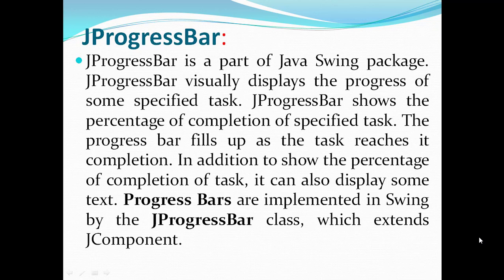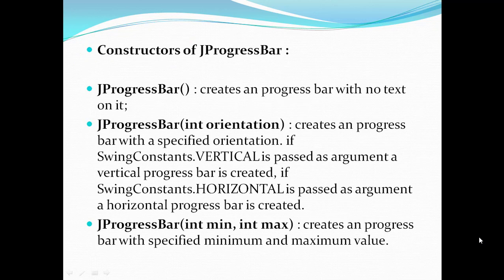Progress bars are implemented in Swing by the JProgressBar class, which extends JComponent. To implement the progress bar in Swing, we have the JProgressBar class. It provides some constructors. First, the default constructor, JProgressBar, which creates a progress bar with no text on it.